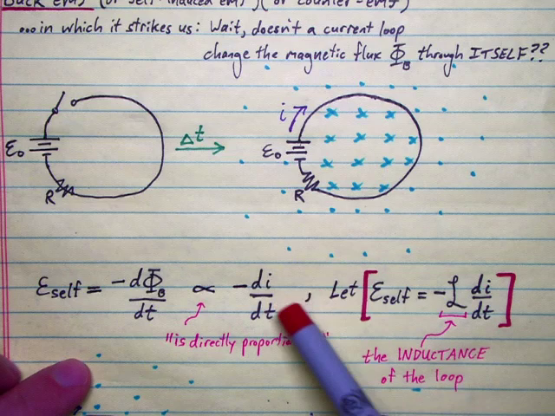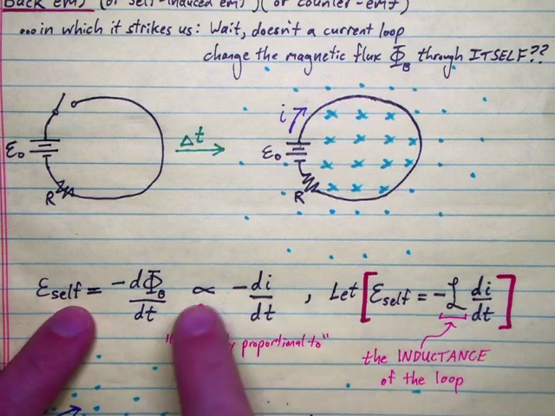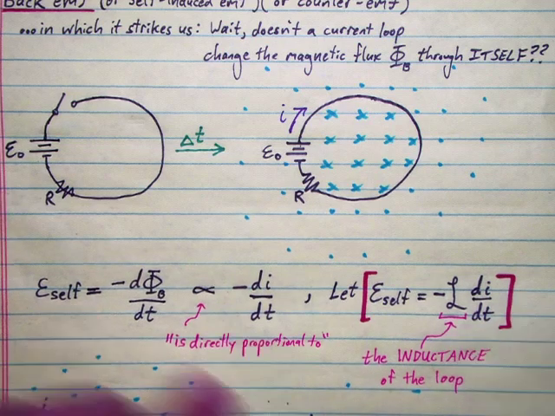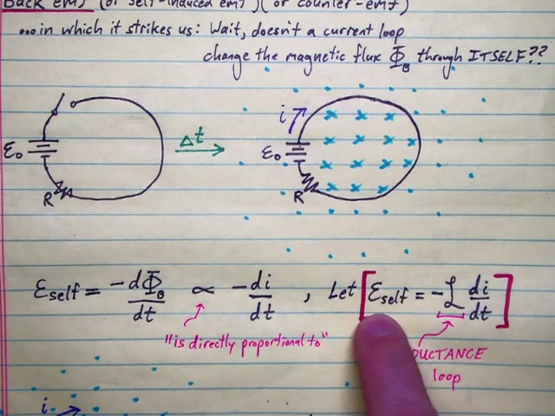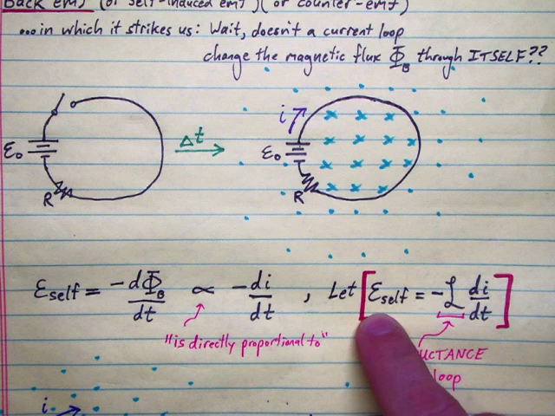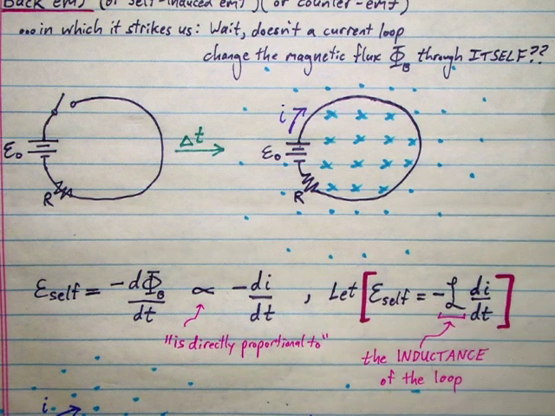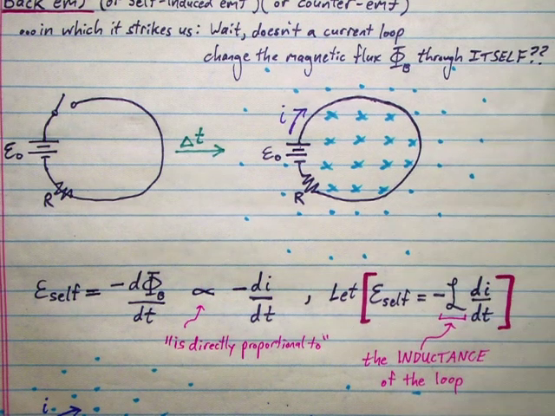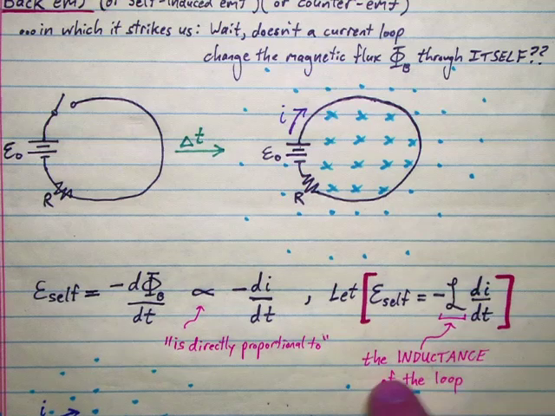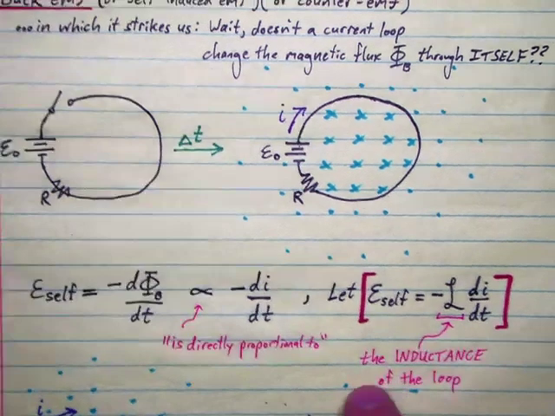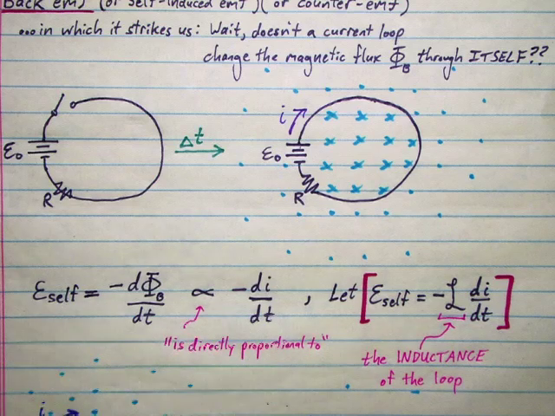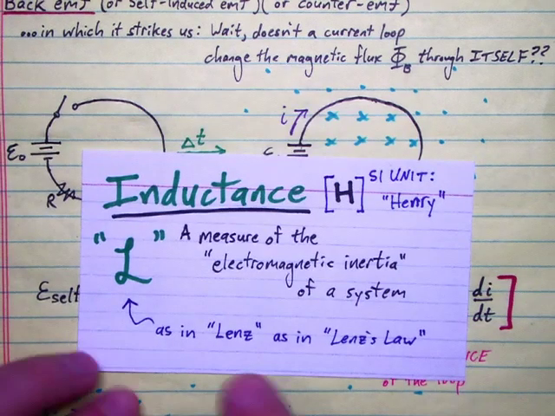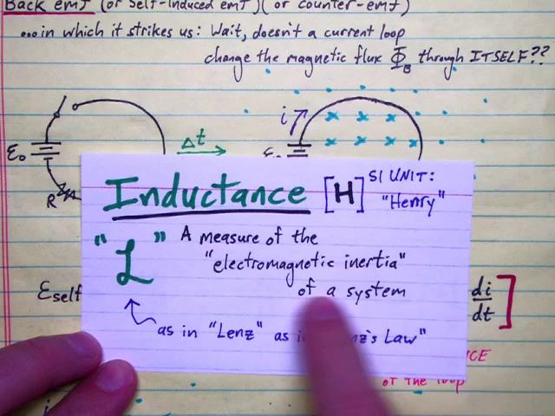So let's go ahead and make this an equality by putting a proportionality constant in here. And we'll say that our back EMF, our self-induced EMF, will be equal to the opposite of this proportionality constant that I'm defining here times dI/dt. We're calling this proportionality constant the inductance of the loop. Inductance is a measure of the electromagnetic inertia of the system.